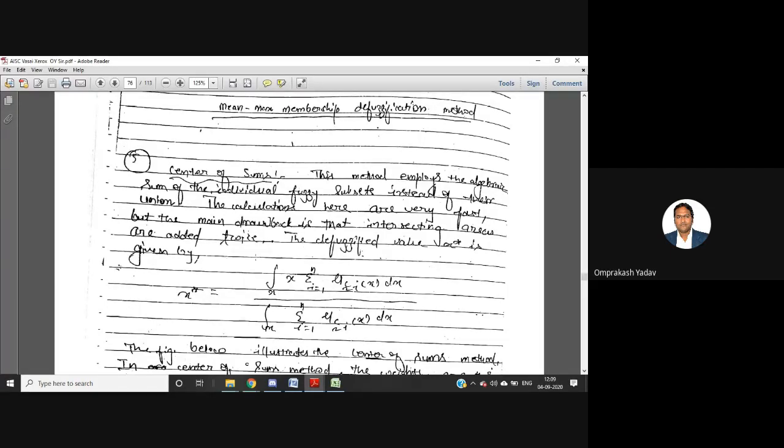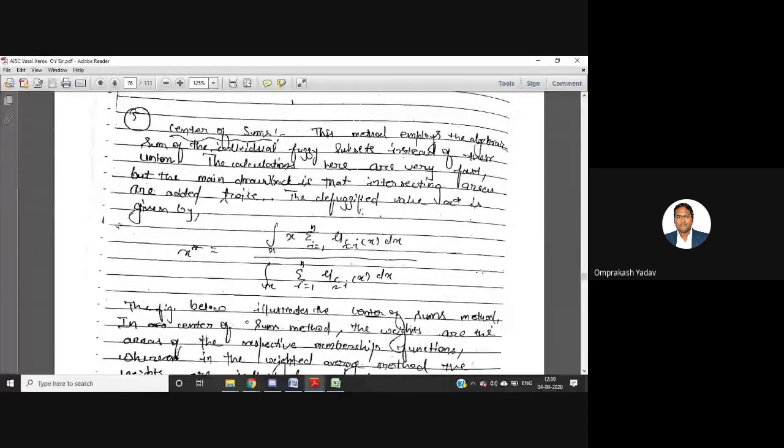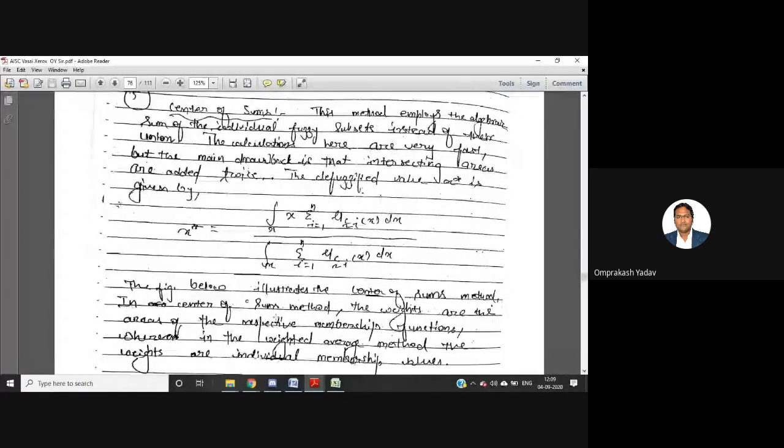The defuzzified value x star is given by this formula, where we have the integration over x, summation of i from 1 to n, mu c i of x dx, upon the integration of x, summation of i equal to 1 to n, mu c i of x dx. The formula is somewhat similar to the earlier one, but here we have the integration. There we were not having the integration, we had the summation but the integration was not there. So just write down the formula, then I'll explain. And this figure below illustrates the center of sums method.